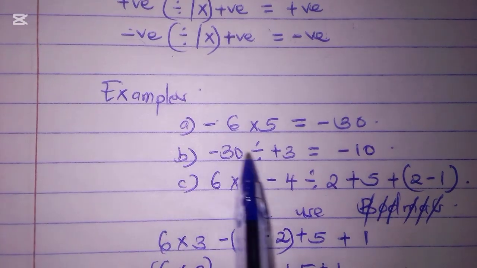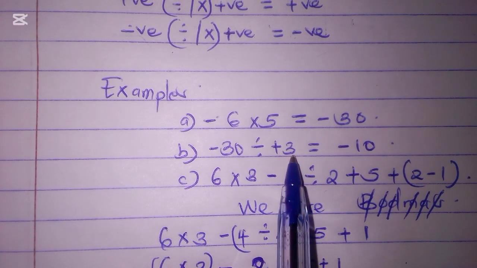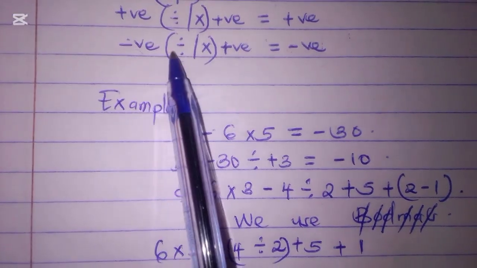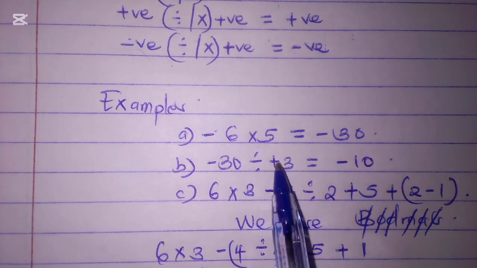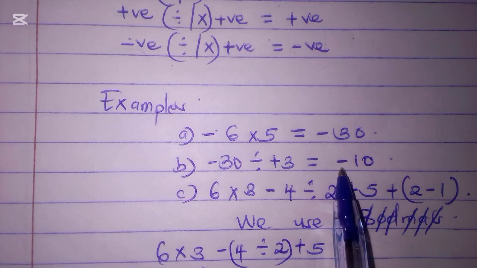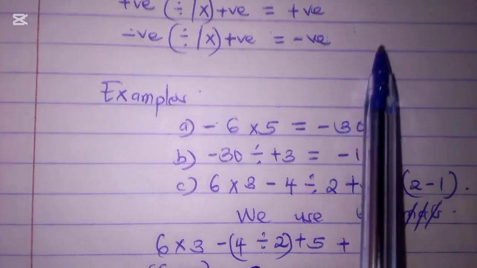Then when you go to example 2, that is negative 30 divided by positive 3, it's the same law. Negative, when you're dividing, and positive will give you a negative. So negative divided by positive will give you a negative. Then ask yourself, 30 divided by 3 will give you 10. So your answer becomes negative 10 as a negative number.